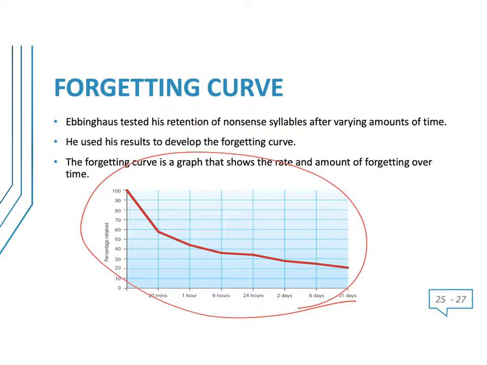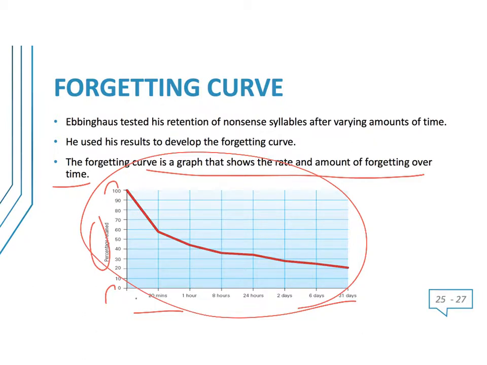And what it measures is the rate and amount of forgetting over time. So Ebbinghaus was a theorist who tested his retention of nonsense syllables after varying amounts of time, like your students did. And so he used his results to develop the forgetting curve. Now, if you have a look at the curve, what you can see is that we have the percentage of information retained, so from 100 to 0, and we have some intervals down below.